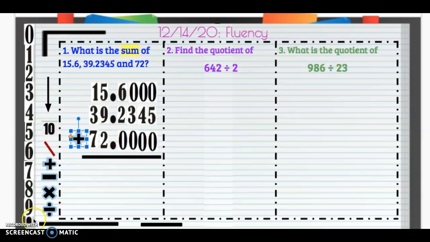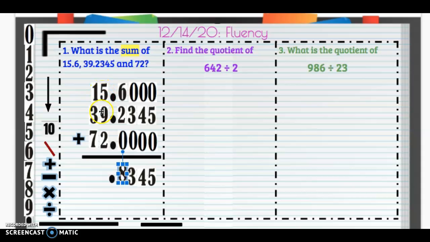Before I start adding, I got to drop my decimal point straight on down. So 0 plus 5 plus 0 is 0. 0 plus 4 plus 0 is, oops, not 0. Why did I put a 0 there? 0 plus 5 plus 0, let's try that again, is 5. Phew. 0 plus 4 plus 0 is 4. 0 plus 3 plus 0 is 3. 6 plus 2 is 8. 8 plus 0 is 8.